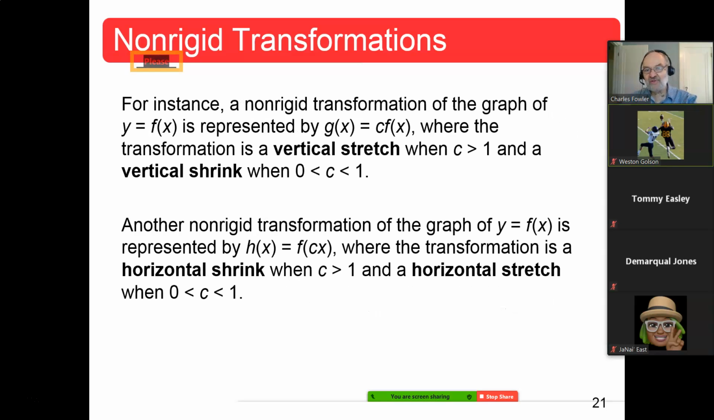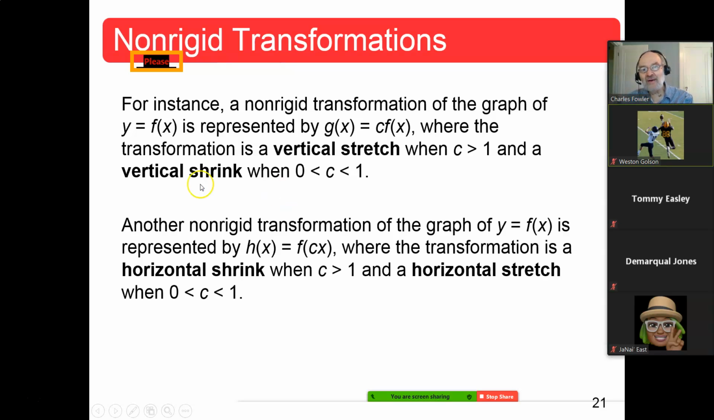For instance, a non-rigid transformation of the graph of y equals f of x is represented by g of x equals c times f of x. What is that doing? You are multiplying the y values. f of x, remember, is y. You're multiplying the y values by c. Now, if c is greater than 1, that's a vertical stretch because now all your y's are being stretched upward. But it's a vertical shrink when c is between 0 and 1 because now you're multiplying by a smaller number, so all your y values are getting reduced.